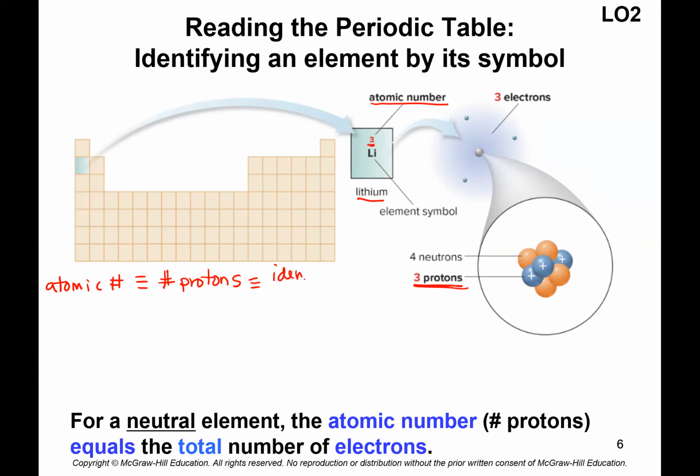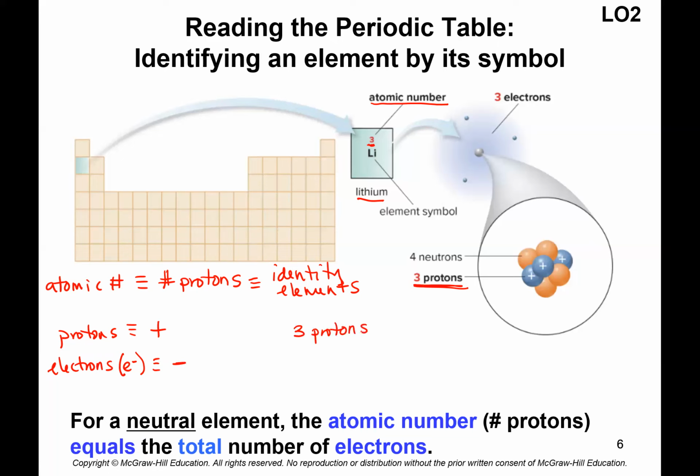Protons have a positive charge. Electrons, which I will often abbreviate with this symbol, have a negative charge. So let's think about lithium. Lithium in this example has 3 protons because its atomic number is 3. So that means that these protons, since they are positively charged, are contributing a +3 charge.